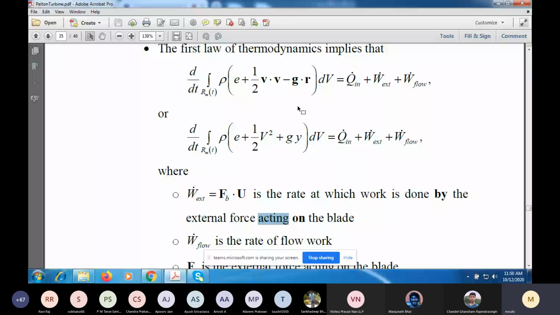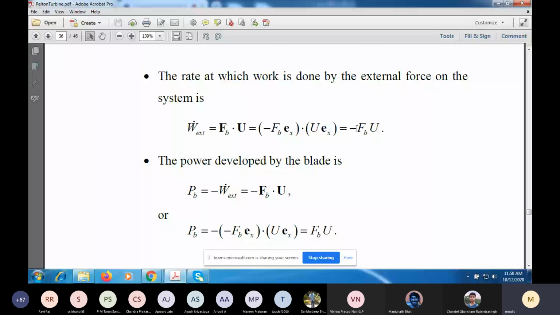And if I say that W dot is positive if work is done by the system, then I will have a minus sign here. So later on I'll replace plus W dot external by this, what I'm calling minus PB, P for power now and B for blade. So right now we are looking at power developed by a single blade. Later on we look at power developed by the entire turbine.